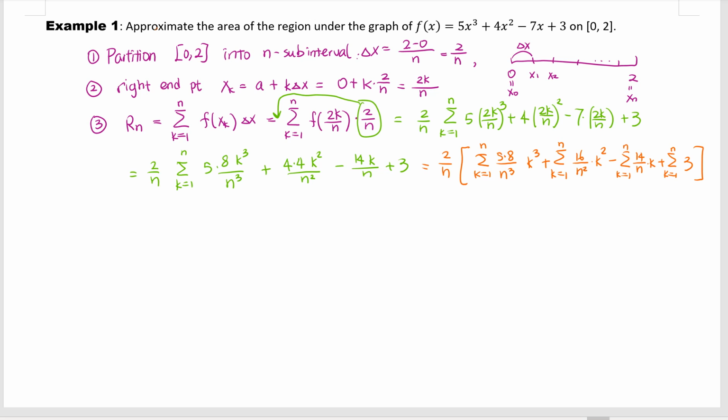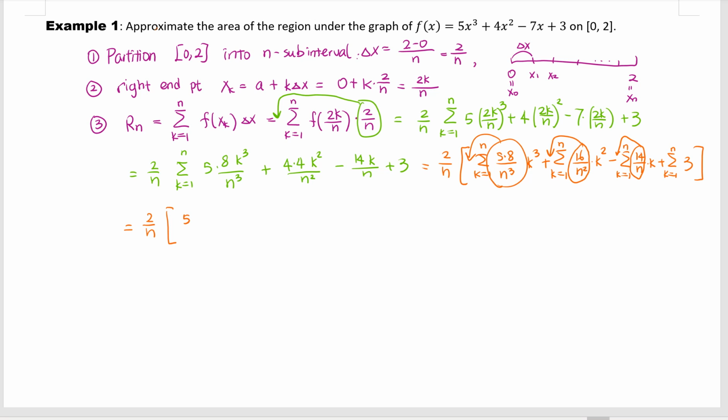Okay, what do we do next? Let's continue and simplify it. We can move all the constants. Here, all these are constant multiples, so I can move them in front of the sum. This is a constant multiple, I can move it in front of the sum. Constant multiple, move it in front of the sum.